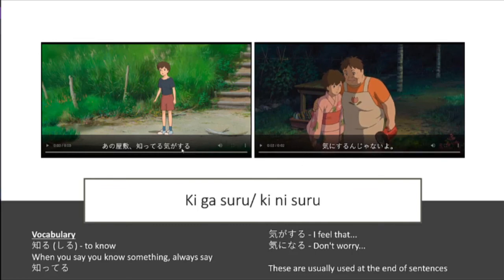Whereas kigasuru is like, shitteru. I feel like I know this yashiki. Yashiki is mansion. So these are usually used at the end of sentences. If you were going to say this as a whole sentence, you should say, for example, maybe the fact that you called her a futchabuta, kinisurun janai. Don't worry about the fact that you said that.